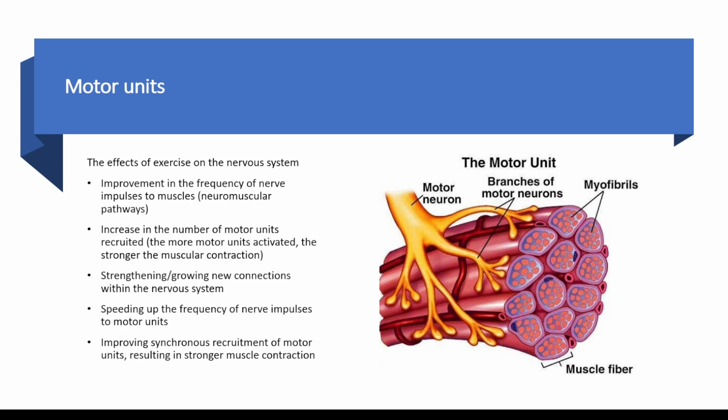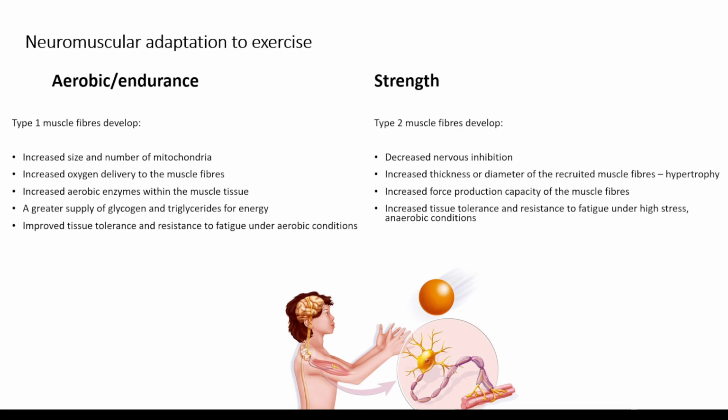So we're going to look at some of the neuromuscular adaptations to exercise now. And this is whether you're doing endurance, aerobic exercise, or you're doing strength. So basically, the longer you train, the more efficient your body gets. And that's for all systems in the body, whether it's your cardiovascular or your nervous system or your muscular.